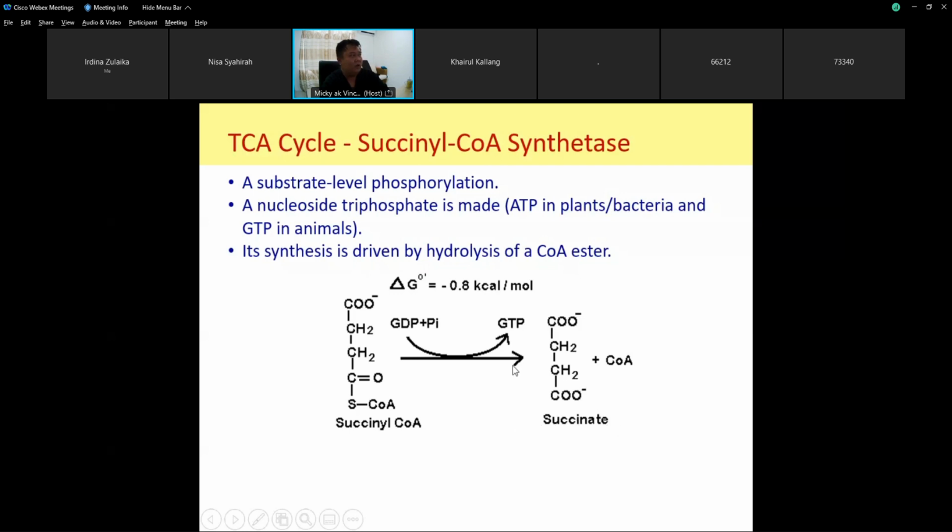is one event that is known as substrate level phosphorylation. So in this event, what happened is that GDP will receive one phosphate from your blood, from the surrounding, to produce GTP. Now this happens in human beings. GTP, a nucleoside triphosphate, is made. This is guanine triphosphate. In animals, in human beings, we produce GTP at this point, but in plant and in bacteria, they produce ATP.